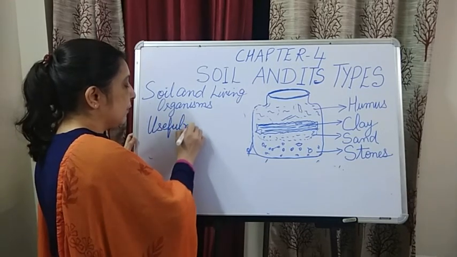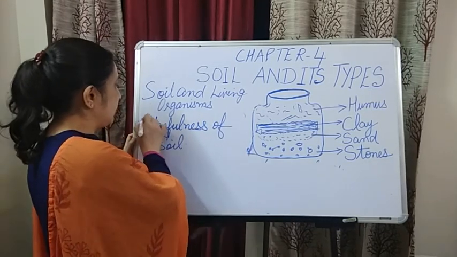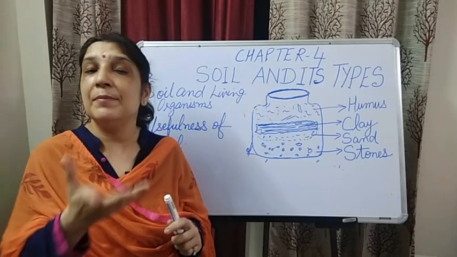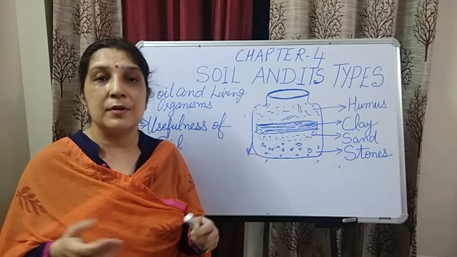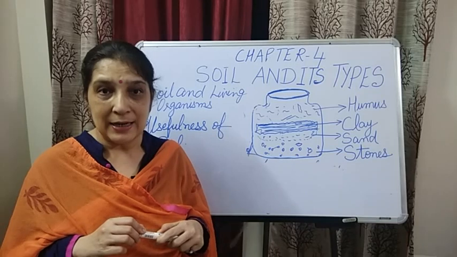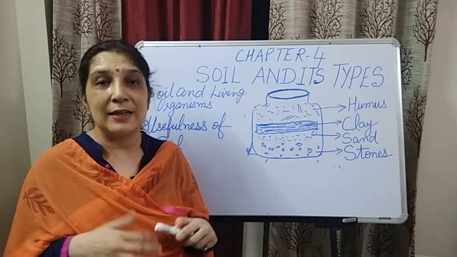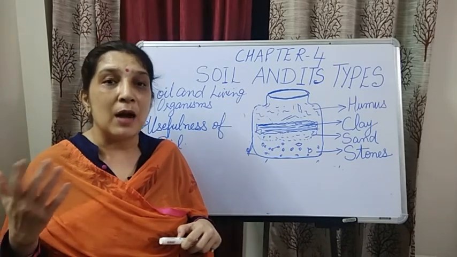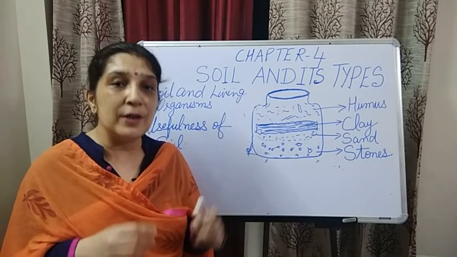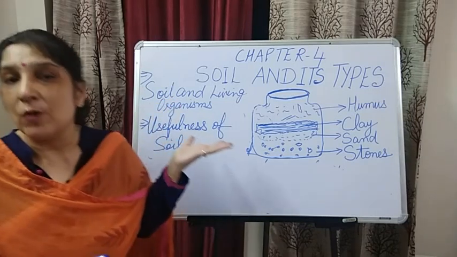Now, the next thing which we are going to discuss in this chapter is usefulness of soil. Before I come to this, you know that even animals, like a rabbit and a mouse, dig burrows, right? They make a hole inside to protect themselves and their young ones from harsh weather, right? And ants also store food inside the holes, right? So soil is a home for some animals.